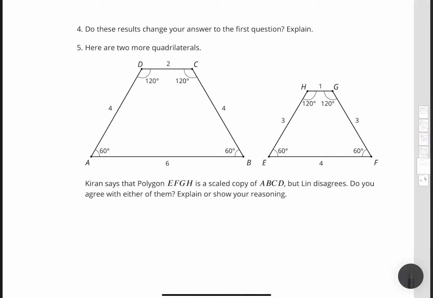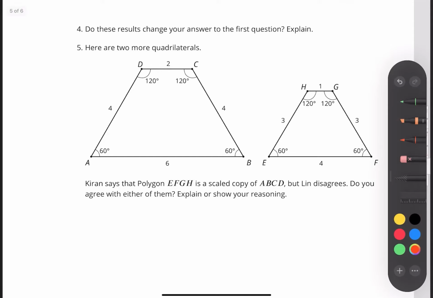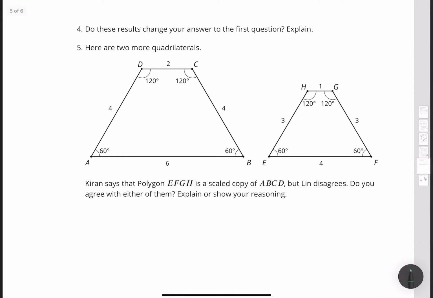Now let's look at number 5. Here are 2 more quadrilaterals. It says, Karen says that polygon EFGH is a scale copy of ABCD, but Lynn disagrees. Do you agree with either of them? Explain or show your reasoning. So let's look at this. The angles definitely measure out to be the same, so it passes the angle test. We don't even have to measure because it already gives us the angle measurements. The angle measurements match.